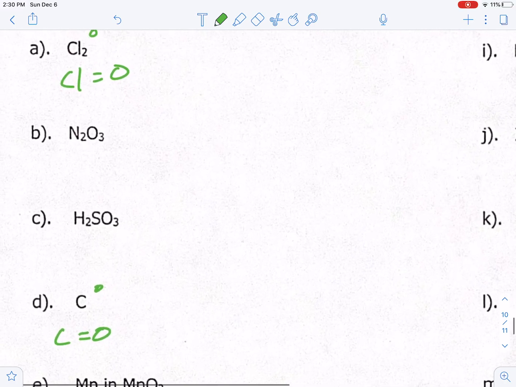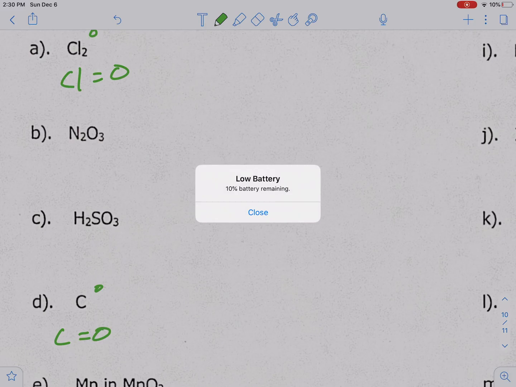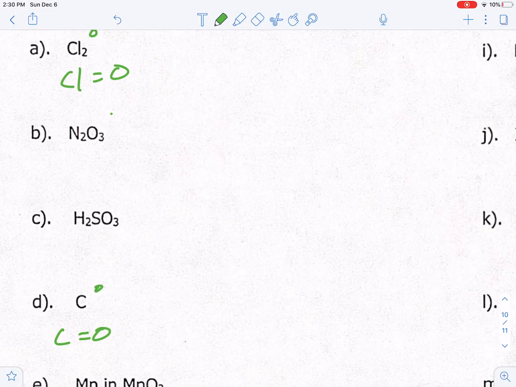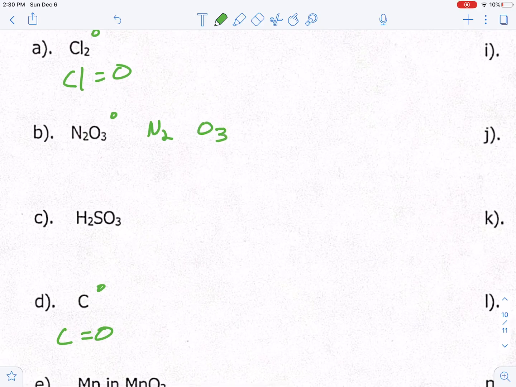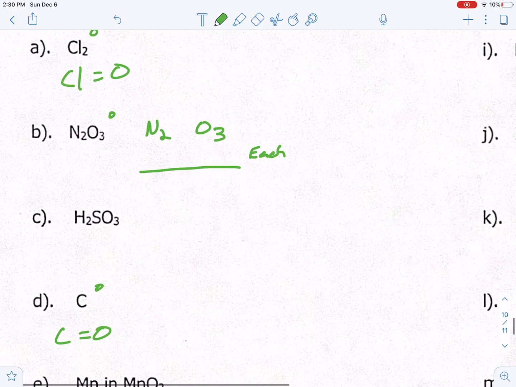Okay, so I'm going to go over how I do this. First thing I look at is, is there a charge? If there's no charge, that means we have to set it equal to 0. So what I do is I give myself some space. So N2O3. I'm going to find the charge of each one, and then I'm going to find the total charge. The charge of each goes right here, and then the total is going to be down here, and I'm going to set it equal to 0 since there was no charge.